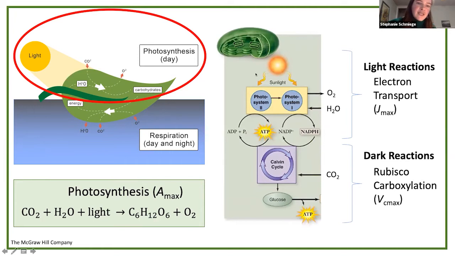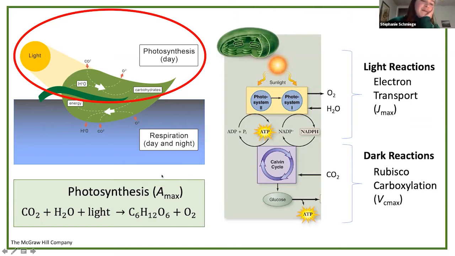In the light reactions, we're taking our sunlight and we're making ATP and NADPH. And then those products are used in the dark reactions in the Calvin cycle. They're acted on by the enzyme rubisco to make our sugars. Okay, and we can measure these two different component processes. We do that by measuring the electron transport. And so you'll see references to Jmax, or the maximum electron transport, in the next couple of slides. And we can also measure the maximum rubisco carboxylation. That's that enzyme that's working in the dark reactions. And you'll see references to that as VCmax, or maximum rubisco carboxylation.